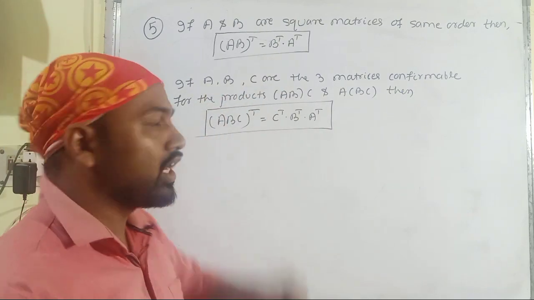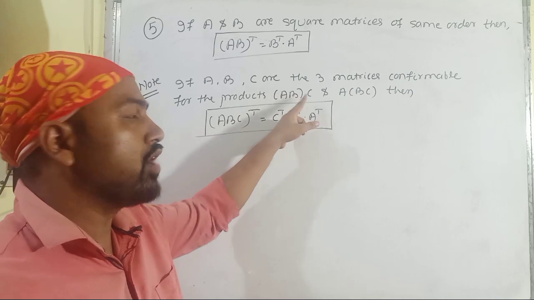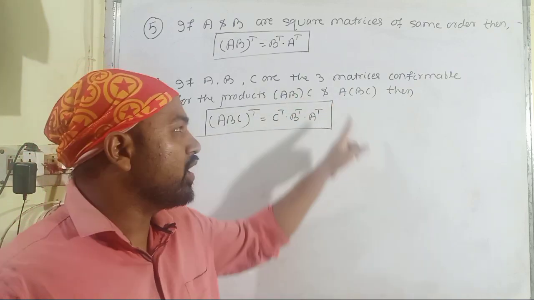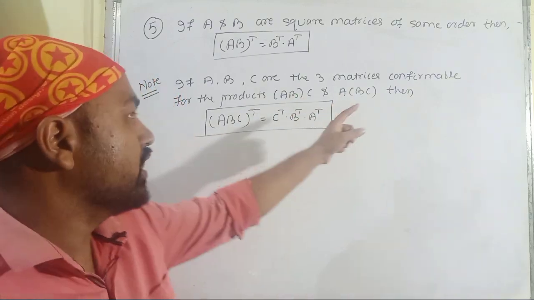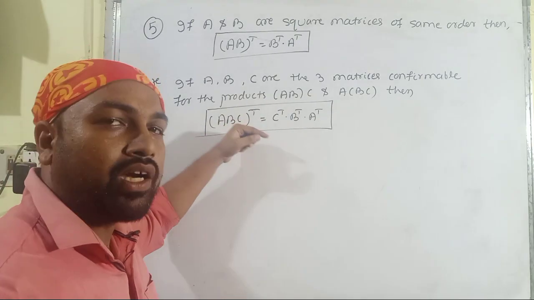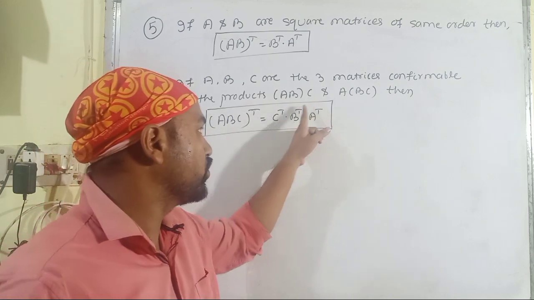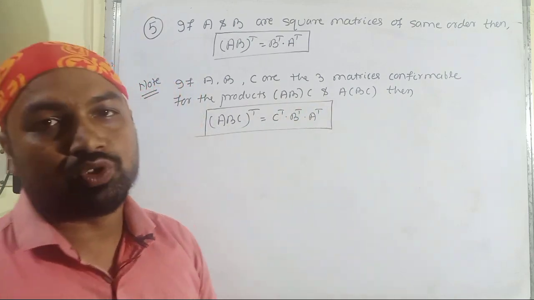If A, B, C are three matrices conformable for the products (AB)C and A(BC), then the transpose of the multiplication of A, B and C is equal to the transpose of C multiplied with the transpose of B multiplied with the transpose of A.